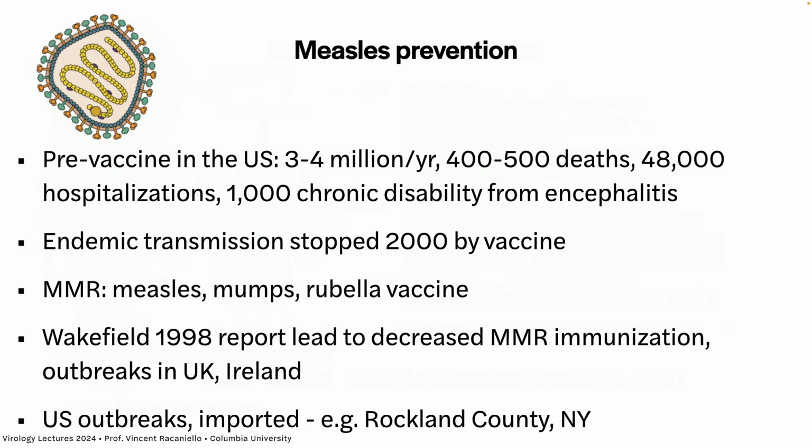unfortunately, the vaccine is MMR, measles, mumps, rubella, so we combined 3 viruses in one vaccine. Unfortunately, in 1998, Andrew Wakefield, a gastroenterologist in the UK, published a report saying that MMR caused autism. And this was a completely wrong and fabricated report. Nevertheless, people listened, and immunization rates decreased in the UK. They decreased here as well. And we have had many outbreaks of measles here in the US.